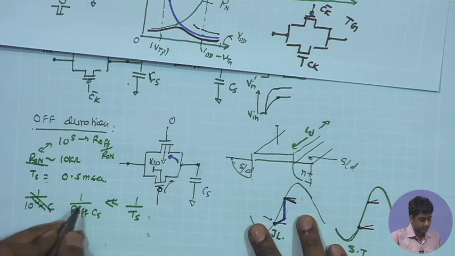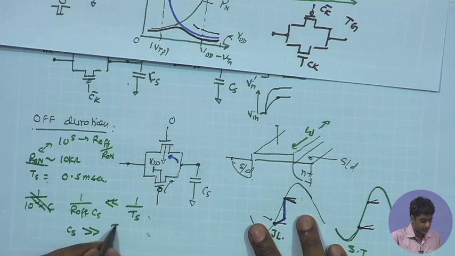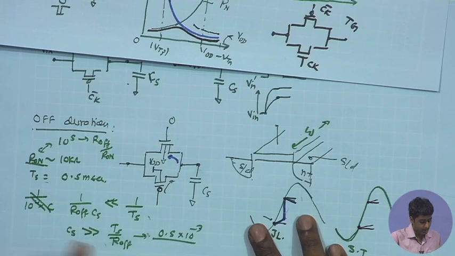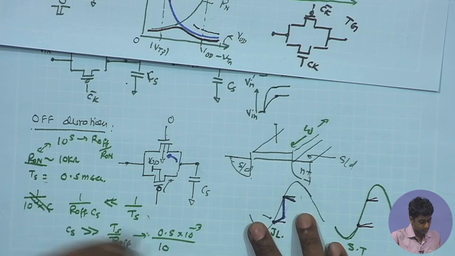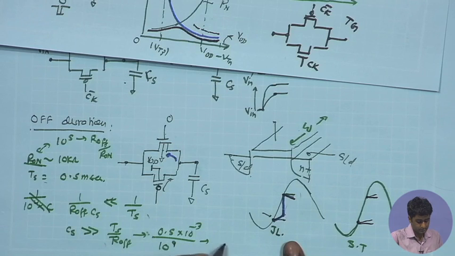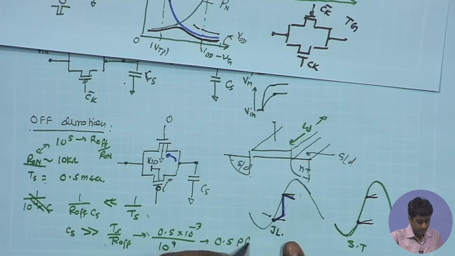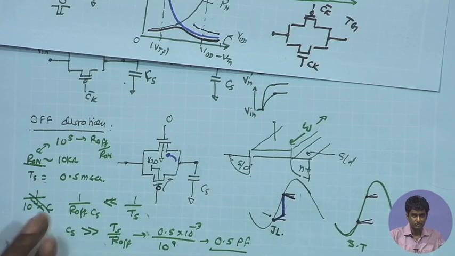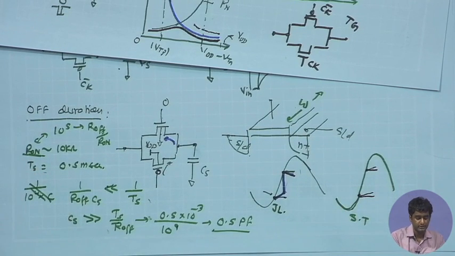So, here if you look at the values, I would get Cs must be significantly larger than Ts upon R off, and if I just put in these numbers, Ts is 0.5 millisecond, and I have an R off which is maybe 10 to the power of 9. So, this gives us something like a picofarad. So, I have Cs should be sufficiently larger than 0.5 picofarad. So, if I am choosing a Cs of say a few picofarad, I should be safe with respect to the leakage.